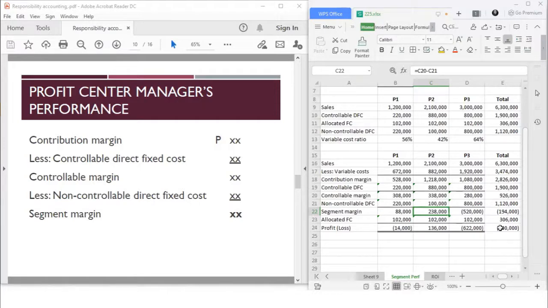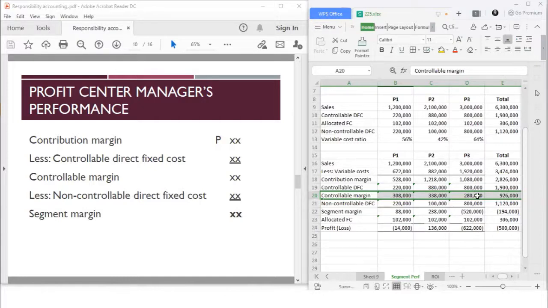Now, in terms of looking into managerial performance, what we look at is the controllable margin. So we look at the performance of the managers. Even if, as you can see, product 3 is at a loss, you cannot directly say that it is the manager's fault. As you can see here, the controllable margin is still positive, right?